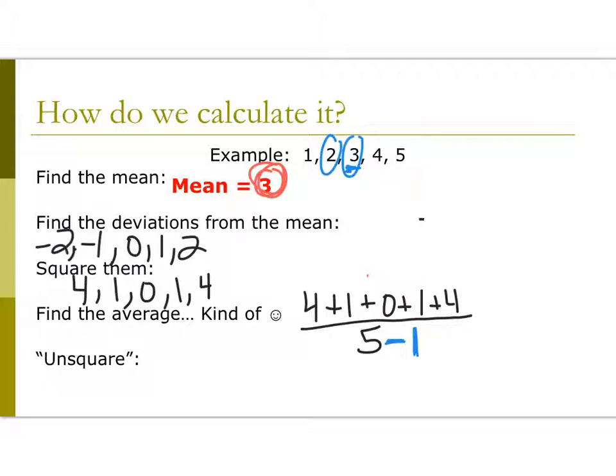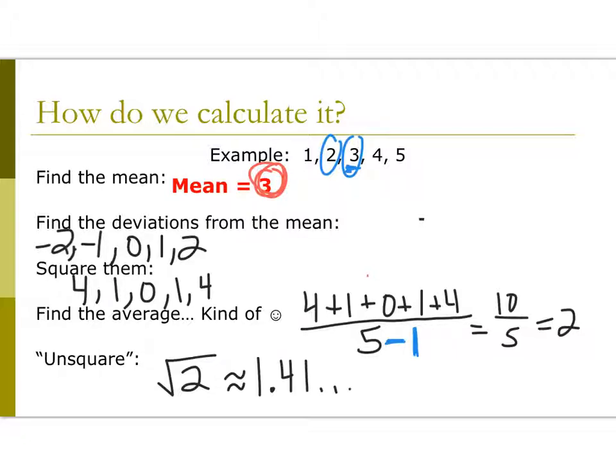This has to do with something called degrees of freedom, which is probably more in depth than we actually need to talk about. But there is a mathematical reason that it's n minus 1. All right, so that gives me 10 over 5, which would be 2. And then unsquare, what does that mean? We're going to do the square root, which is about 1.41 and so on.